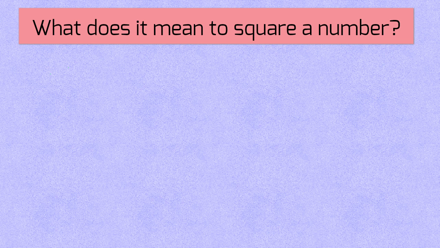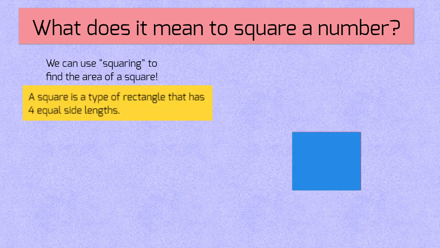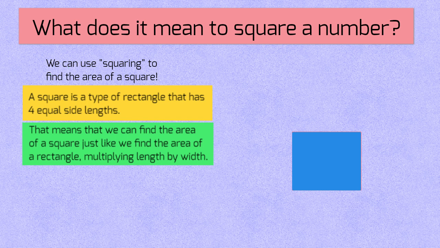Now, if you're wondering why we call that squaring a number, well, it's because we can use squaring a number to help us find the area of a square. Now, a square is a type of rectangle that has 4 equal sides. That means that we can find the area of a square just like we find the area of a rectangle, multiplying length times width.